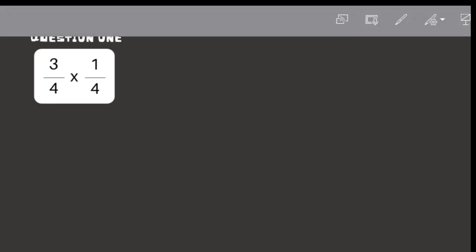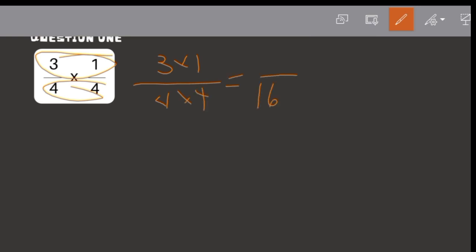So in question one, we have 3 over 4 times 1 over 4. So again, you just need to multiply these. So 3 times 1 over 4 times 4. So 4 times 4 is 16, right? 3 times 1 is 3. Is that our final answer? Actually, yes, since it is in its lowest term.